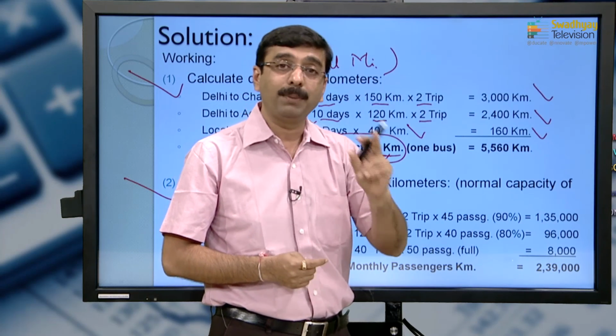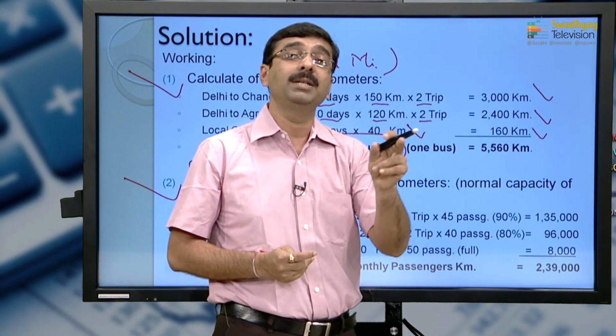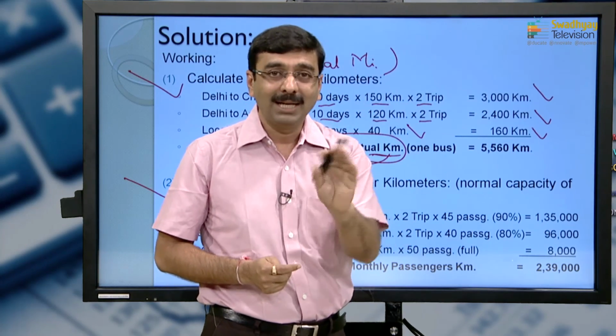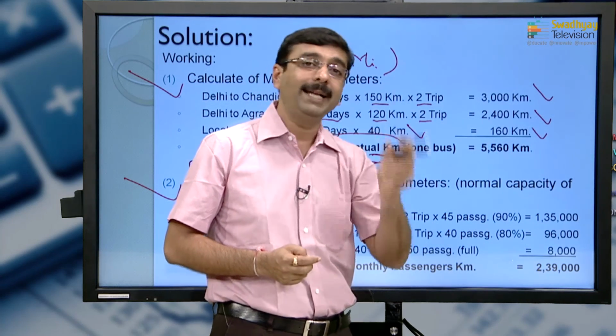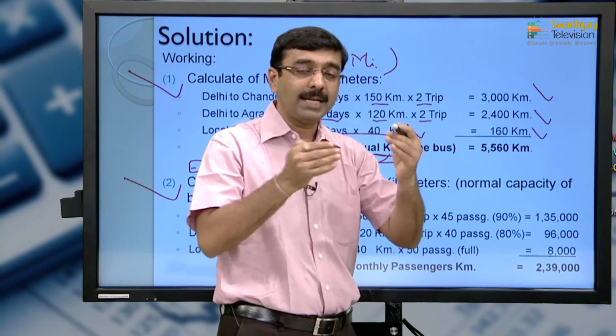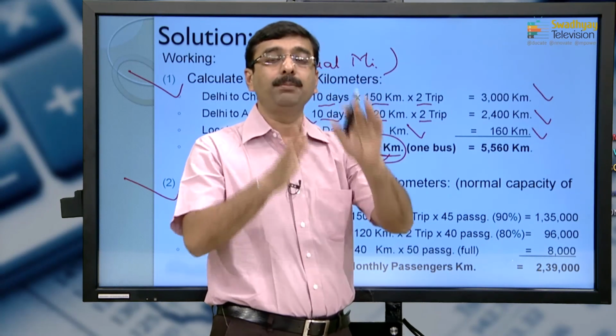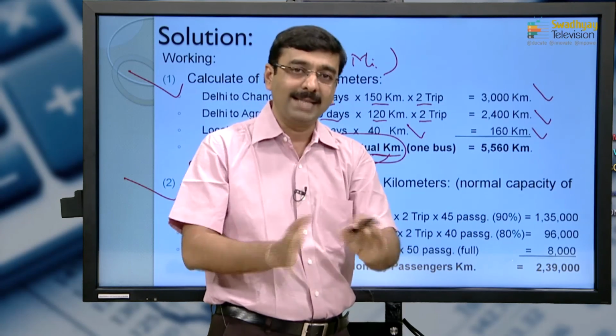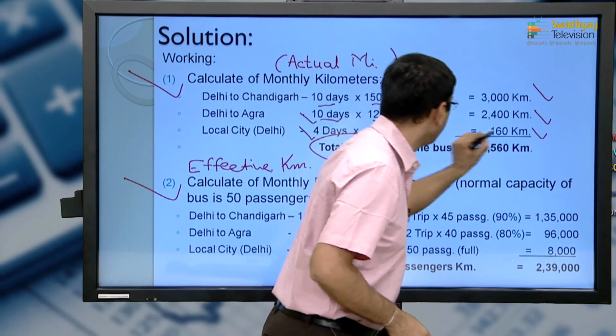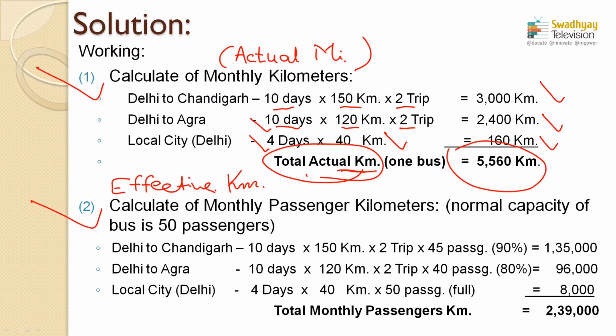For effective mileage, the passenger and other information will be multiplied. Here I have covered how much the vehicle actually runs on a particular route in the number of days, that is it. So, the total actual mileage is 5,560 kilometers. This actual mileage will be helpful to find out the diesel cost as well as the lubricant oil or lubrication expenses.